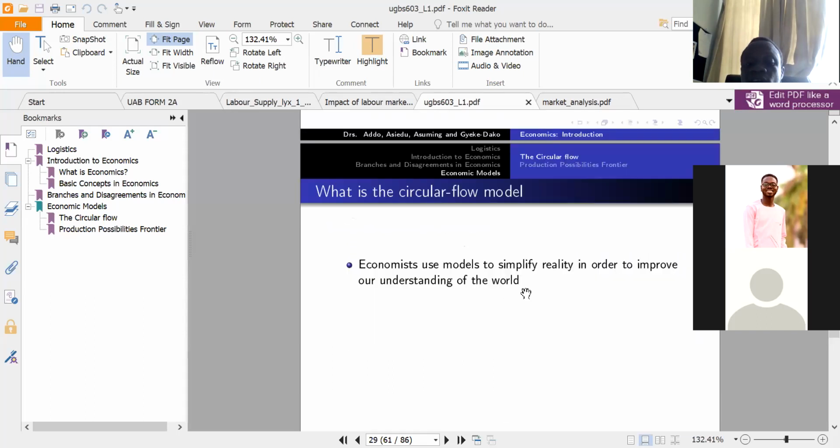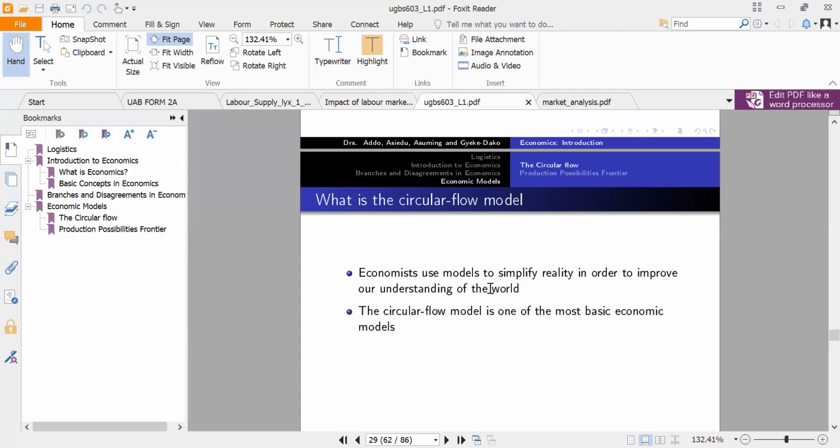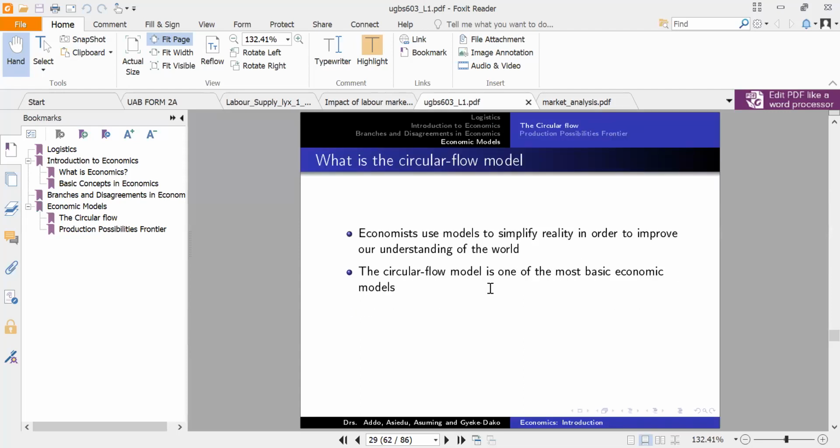What is the circular flow model? So economists use models to simplify reality. A lot of things are going on in the economy, and we use models to simplify reality and to help us analyze the consequences of what is going on. So we use models to simplify reality in order to improve our understanding of the world. And the circular flow model is one of the most basic economic models.